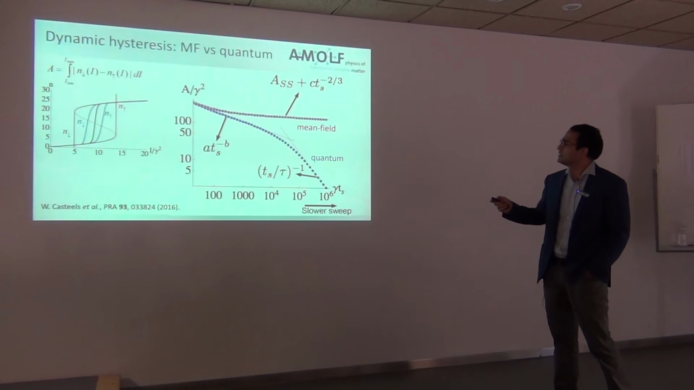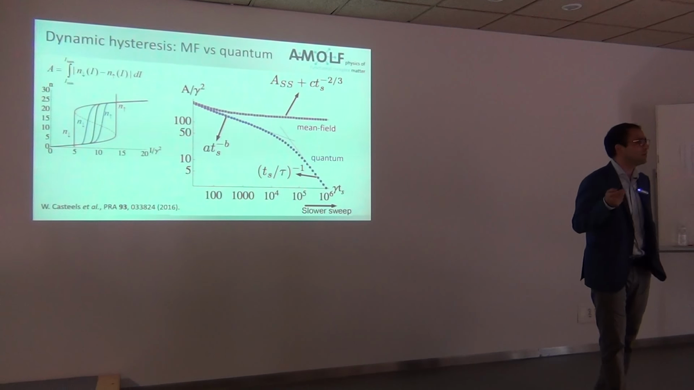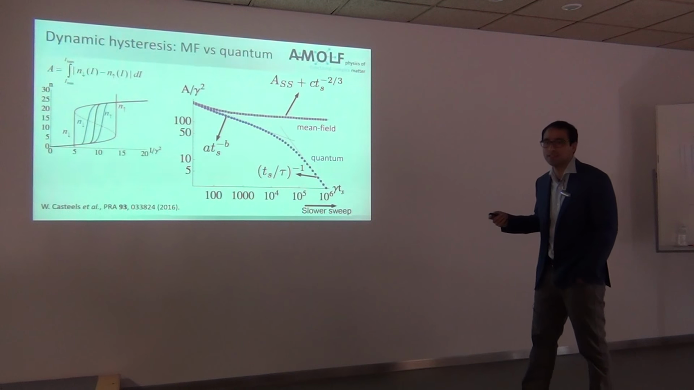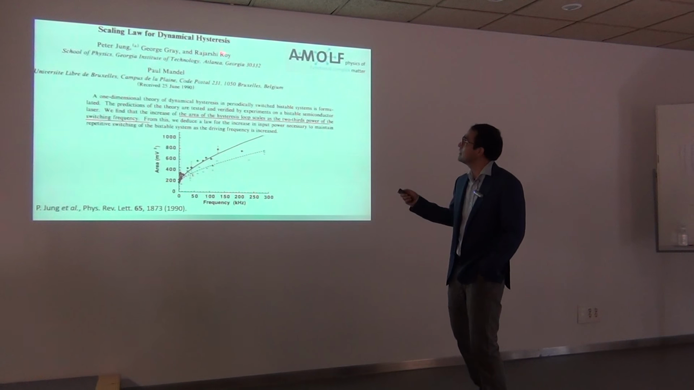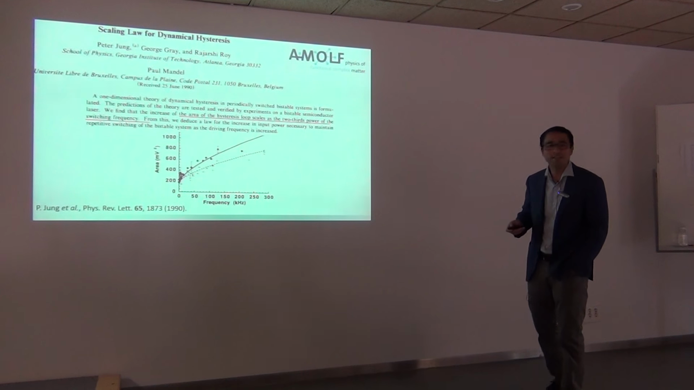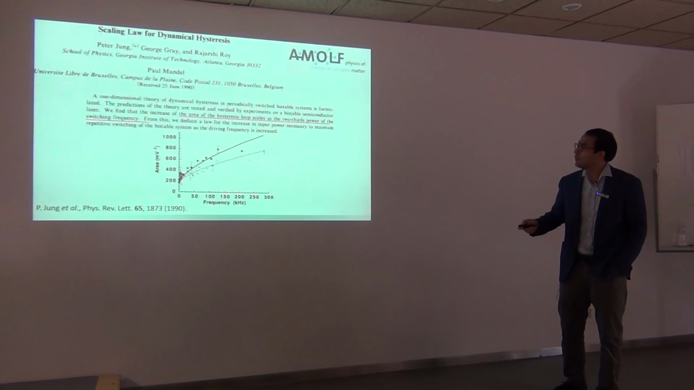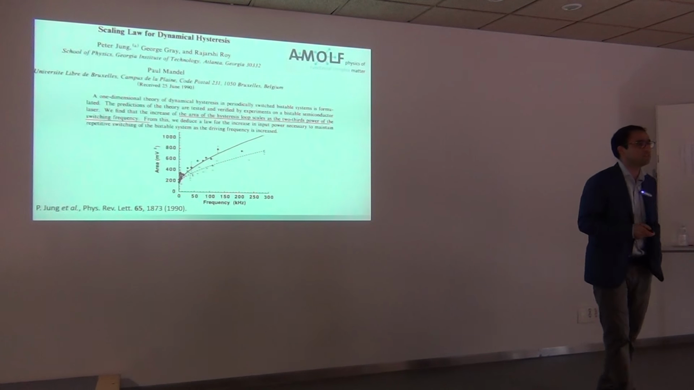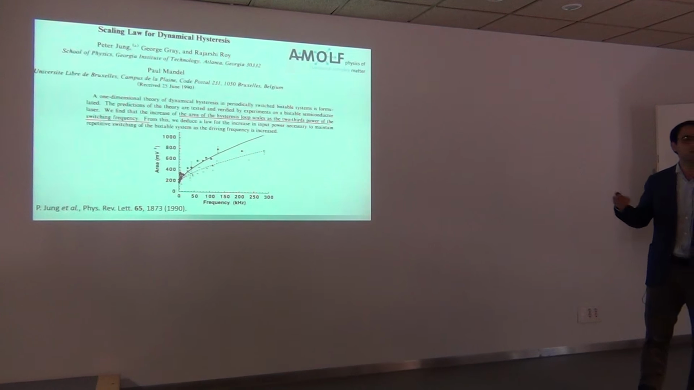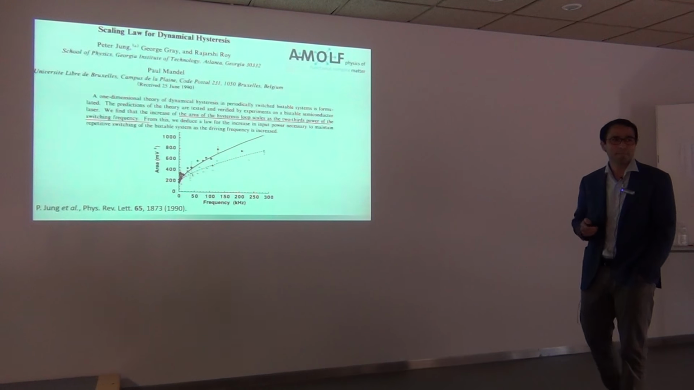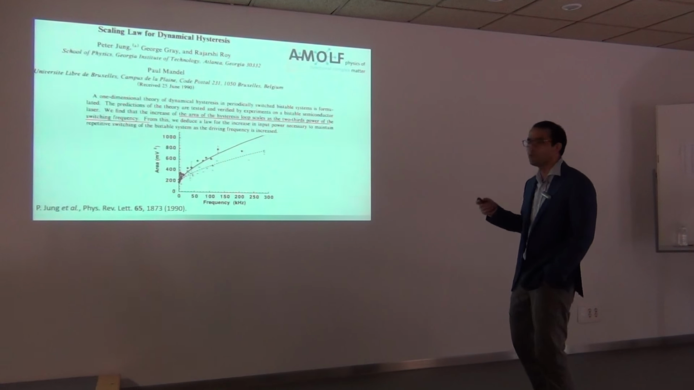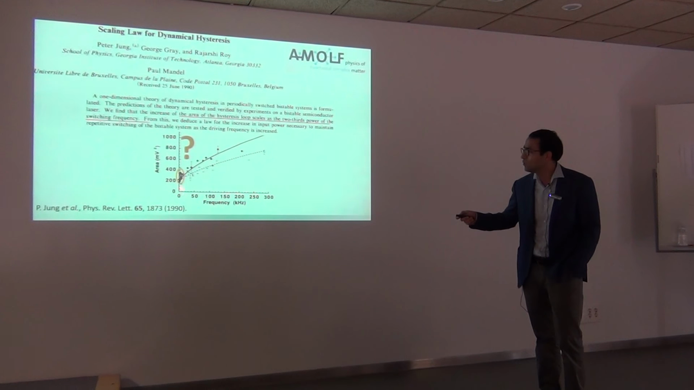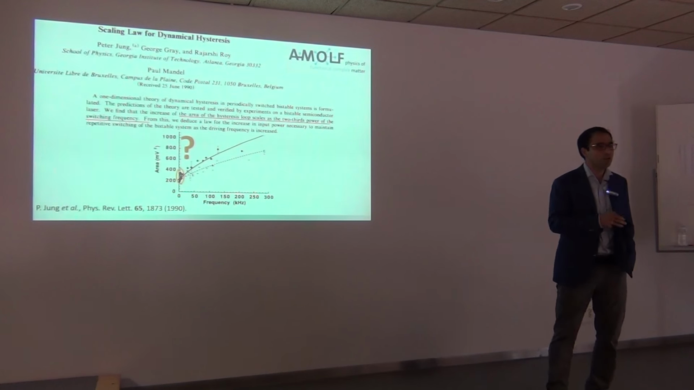Now you may wonder, this is an old problem, right? Surely somebody must have looked at dynamic hysteresis in nonlinear resonators. In fact, Jung and Roy did in the 90s. What they find is that the area of the hysteresis loop scales as the 2/3 power of the switching frequency. So they basically developed and confirmed the mean field prediction. So was the quantum theory wrong, or what happened? The crux of the matter is that they didn't look at small switching frequencies, which is long scanning times.